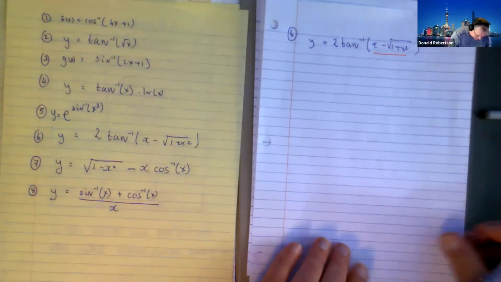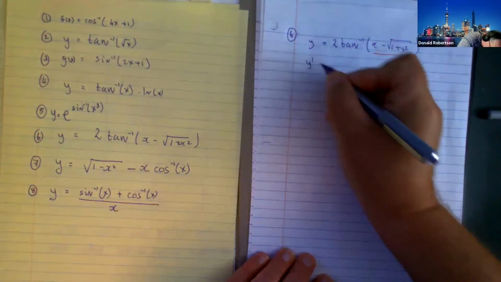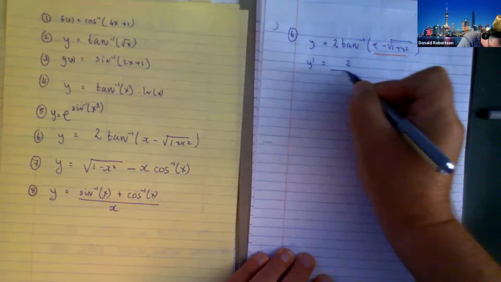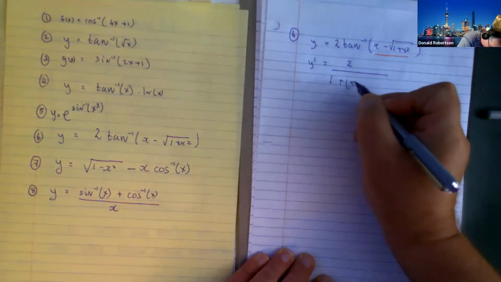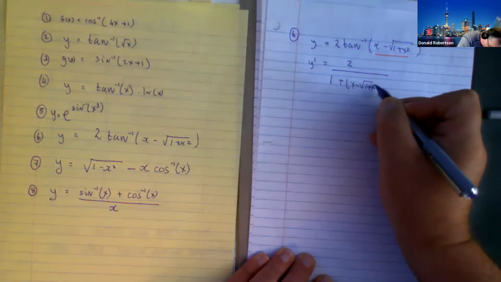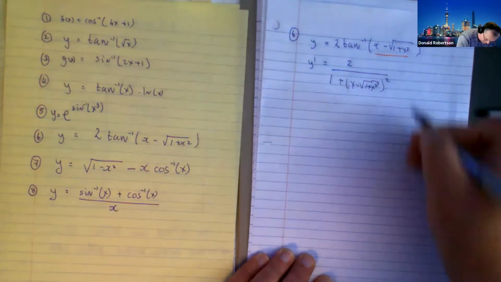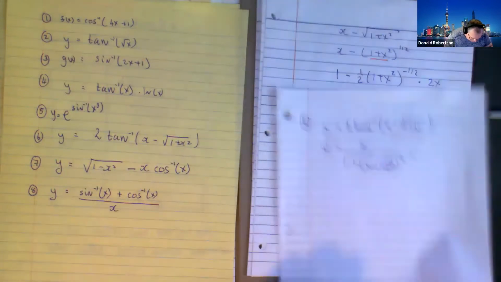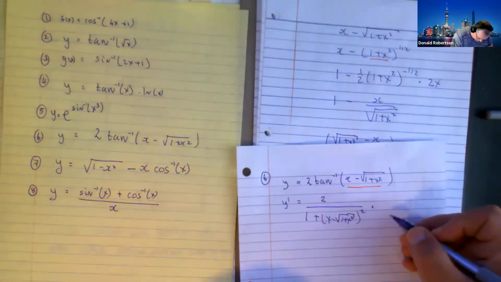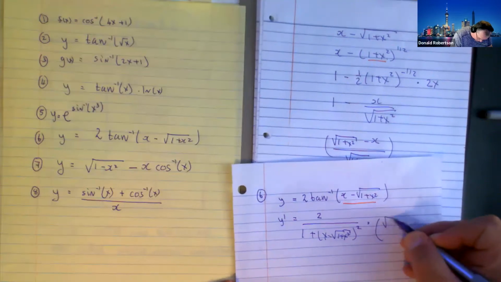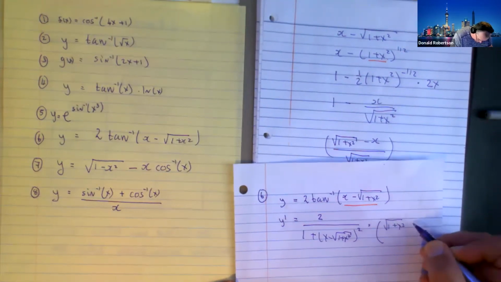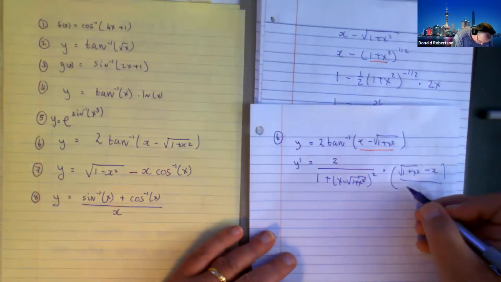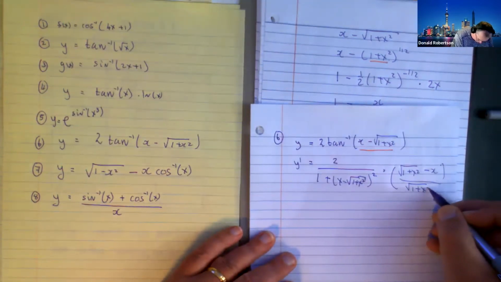So, back here. It's 2 inverse tan of this guy. So it's 2 over 1 plus this guy squared, times the derivative of this guy, which we just found out a moment ago was the square root of 1 plus x squared minus x, all over the square root of 1 plus x squared.